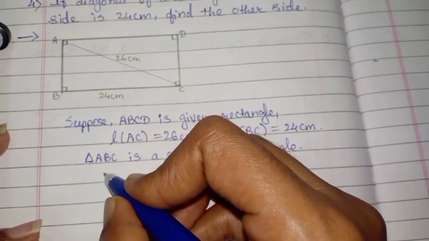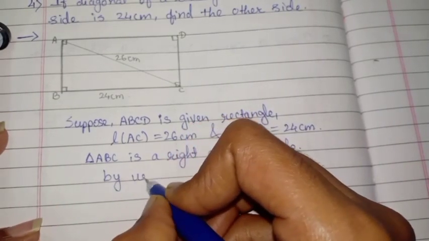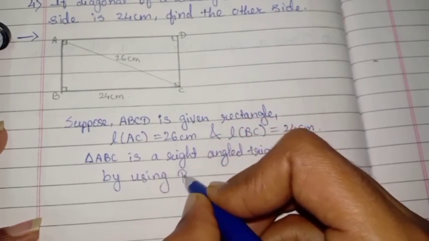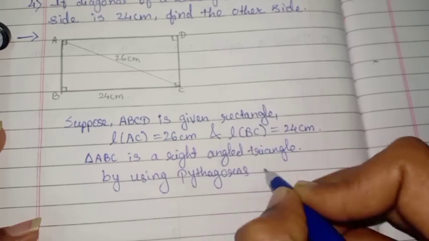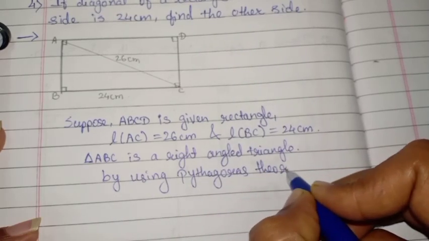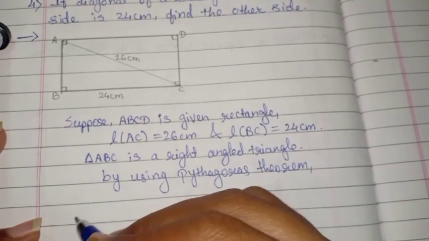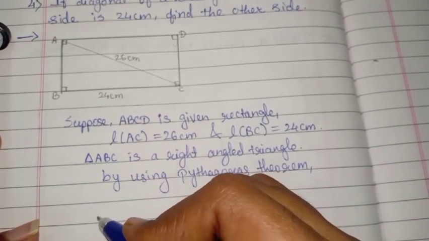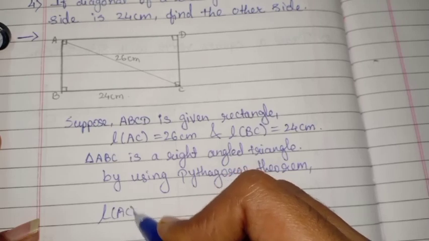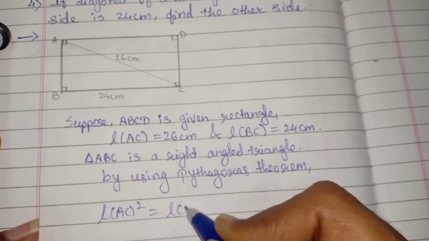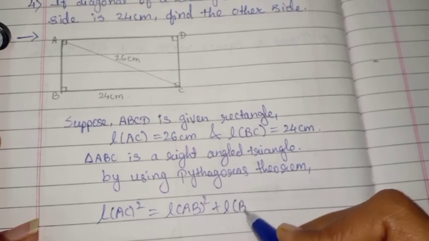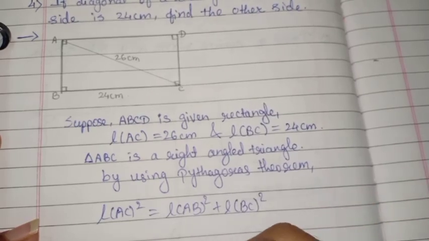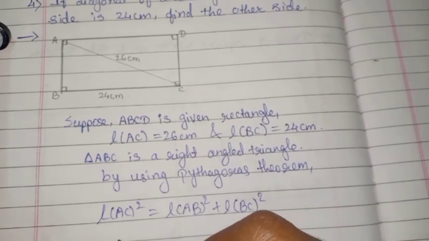So next line we'll write, by using Pythagoras theorem, what will come by Pythagoras theorem? Length AC square is equal to length AB square plus length BC square. Yes, hypotenuse square is equal to side 1 square plus side 2 square is Pythagoras theorem.